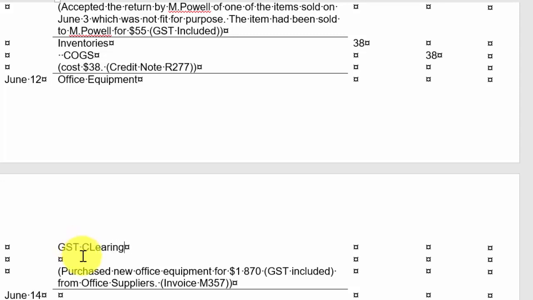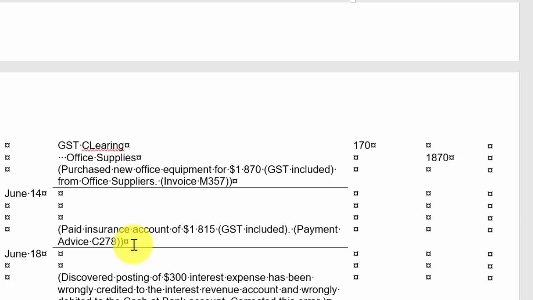And we have got this person, office supplies or business, office supplies, that we're going to owe money to. So that's a total of $1,870 that we owe money to, and we must divide that amount by 11, and we get $170. That's the GST, and therefore obviously the remainder was how much the office equipment cost. So let's check, $1,700 plus $170 and $1,870. That's all good.